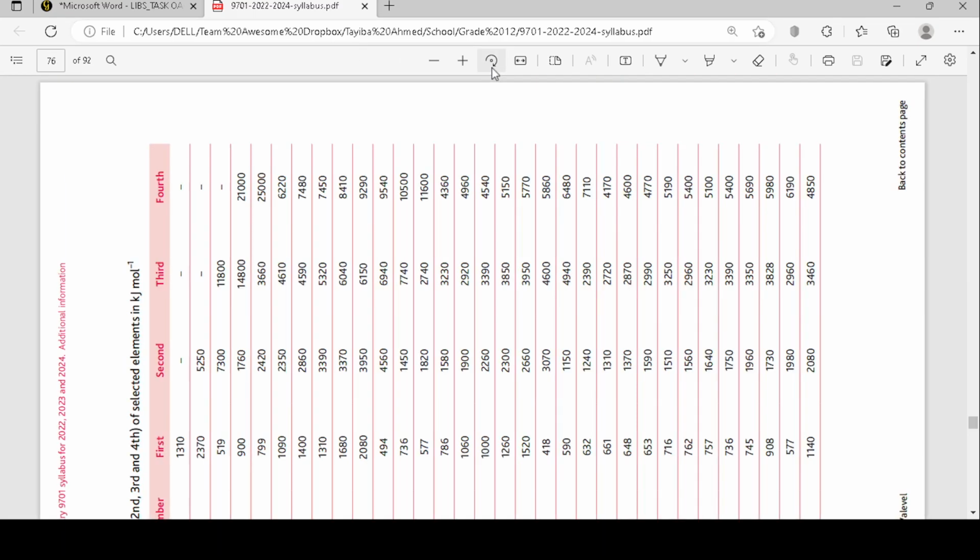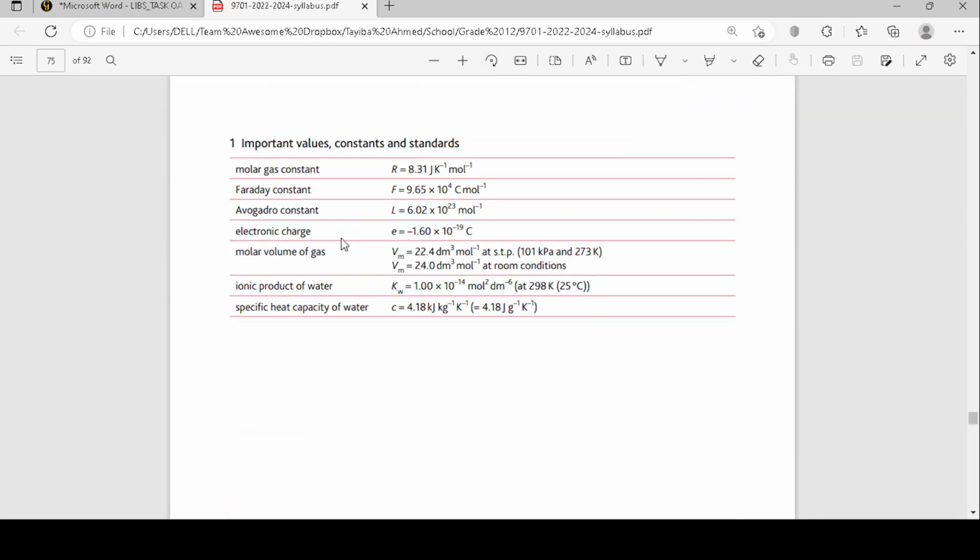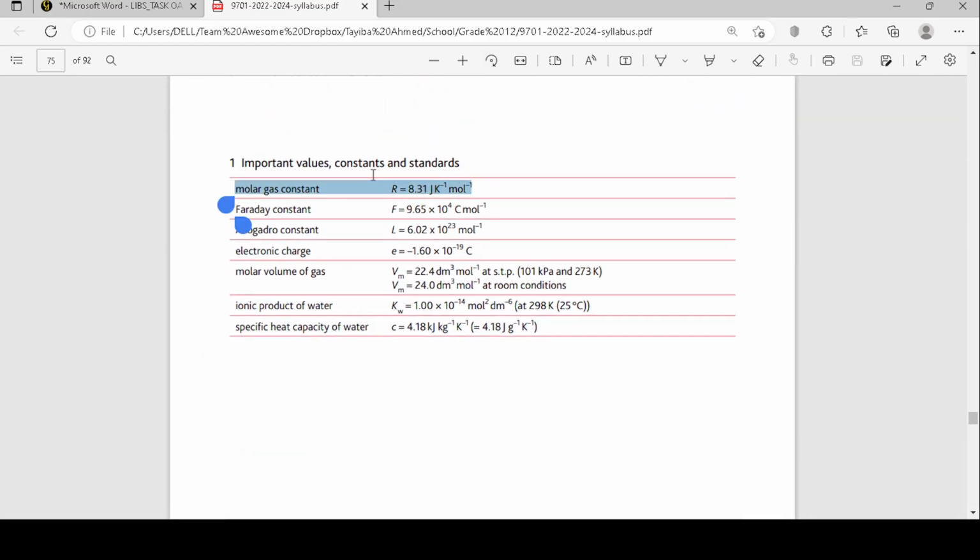See, it's upside down for me, but you have it over there. It's 8, sorry, not in the periodic table, I mean to say your data booklet. So it's 8.31 joules per Kelvin per mole.